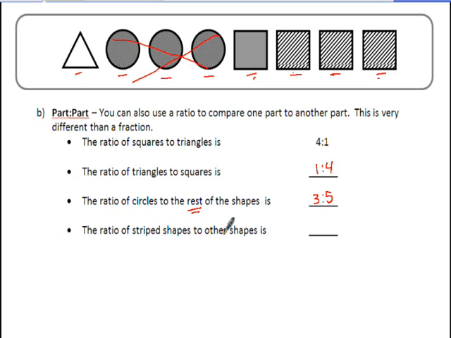The ratio of striped shapes to other shapes is, well, let's take a look at this. Our striped shapes, we only have these squares here that are striped, but not all the squares have stripes. So 1, 2, 3 shapes that are striped. Now other shapes is like saying the rest of them. So the other shapes are just these 5 over here. 1, 2, 3, 4, 5. So our answer is 3 to 5.